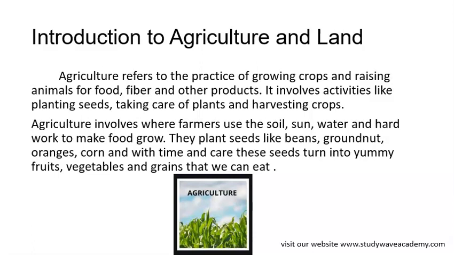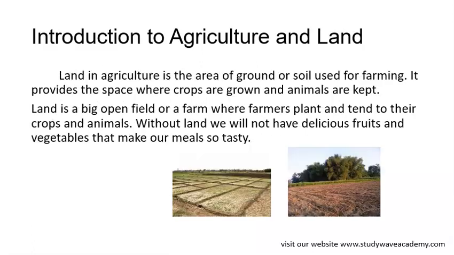They plant seeds like beans, groundnuts, oranges, corn. With time and care, these seeds turn into yummy fruits, vegetables, and grains that we can eat. So agriculture just means growing food on the land. It is the process of planting seeds, taking care of the plant, and then harvesting the food so that we can eat.